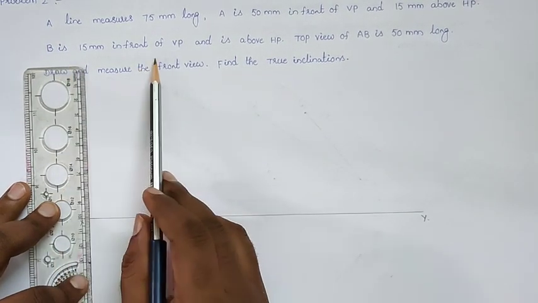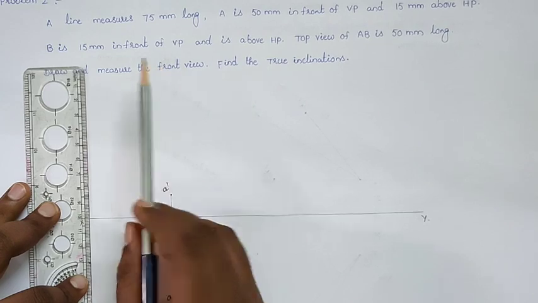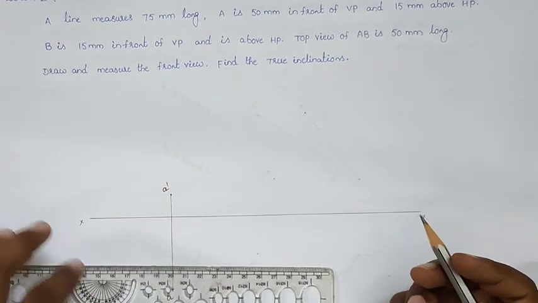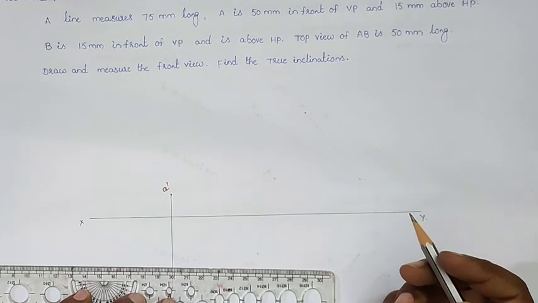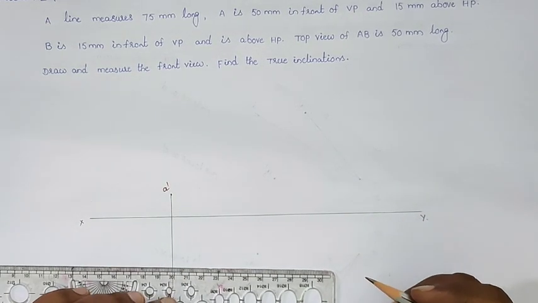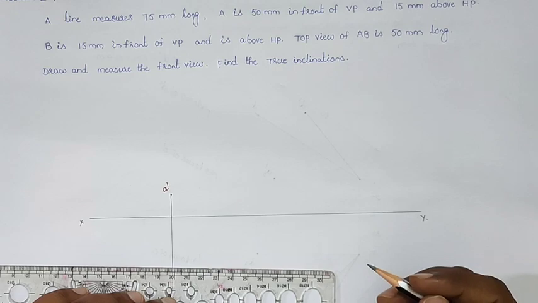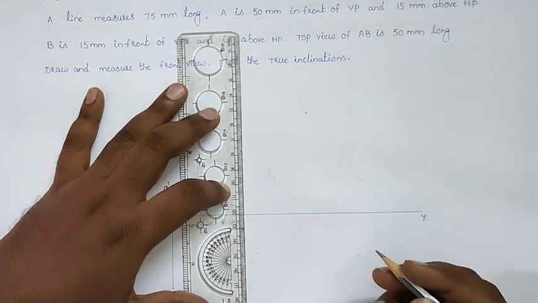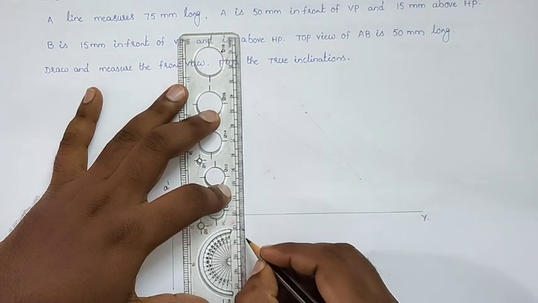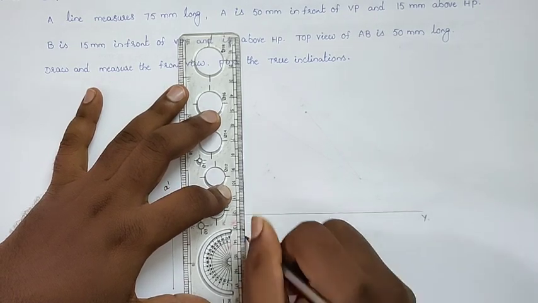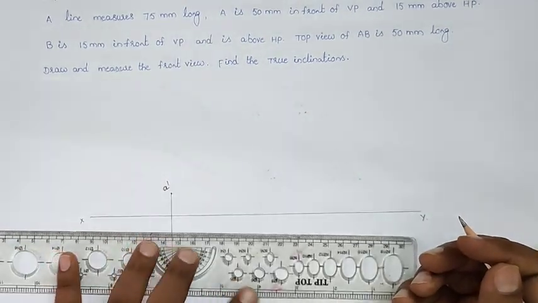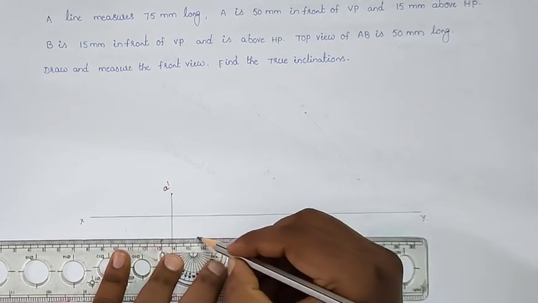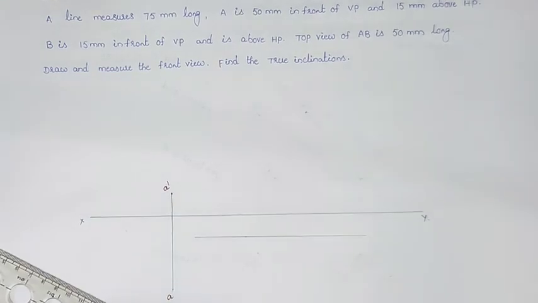They are not giving the distance between the projectors, but they are giving the other end point position in the problem. B is 15 mm in front of the VP, but they are not giving the distance between the projectors, so the B point position we can assume as a line. So 15 mm in front means take 15 mm below the reference line, and we will draw the projection of point B as a line like that.